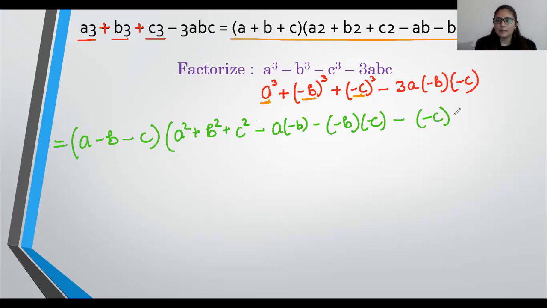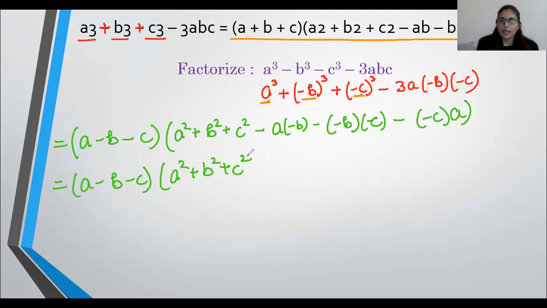And C times A. Good, right? Now let's simplify it once again, everything. So what you will get is A square plus B square plus C square. And here, once you open the bracket, this negative and this negative will become positive, right?